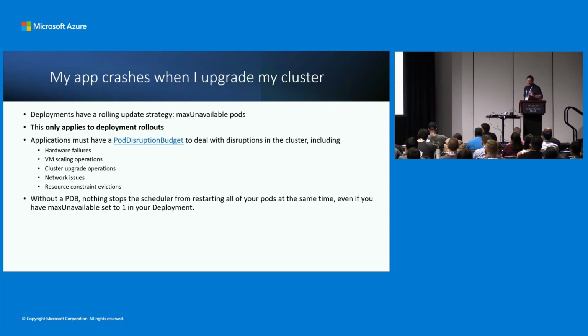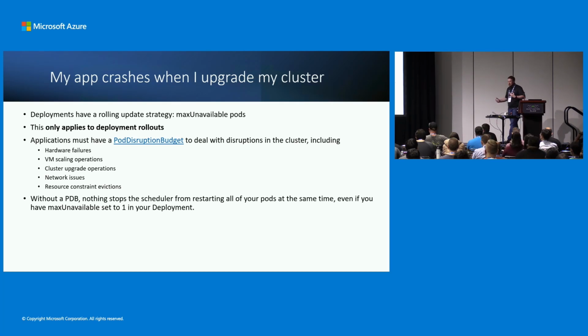This is a very common one that I get. Why did my app crash when I upgraded my cluster? Hopefully people are aware of this, but I have seen a lot of people aren't, that when you look at your deployment and you see your strategy and you say max unavailable 1. So I have 3 pods, I can only ever have 1 unavailable at a time. Why did my app crash during the upgrade? That deployment strategy field only applies to updates to the deployment.